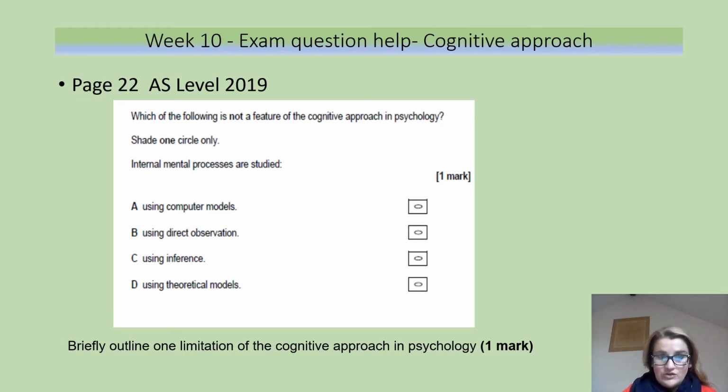So does it not use computer models? Does it not use direct observation? Does it not use inference? Or does it not use theoretical models? So have a go at that.